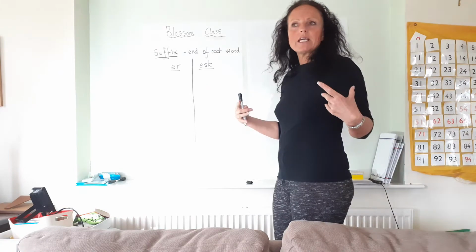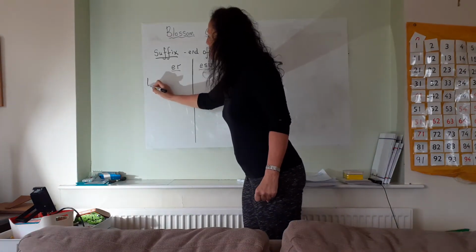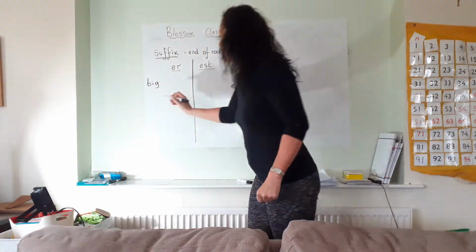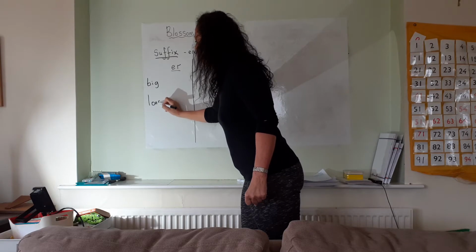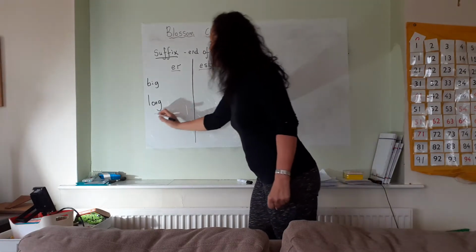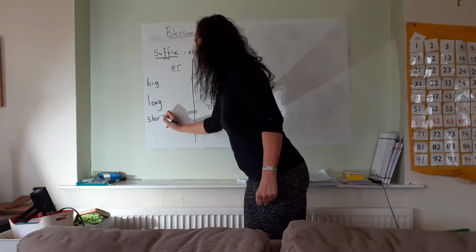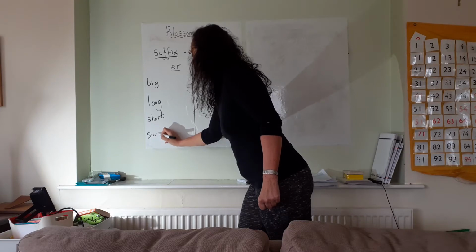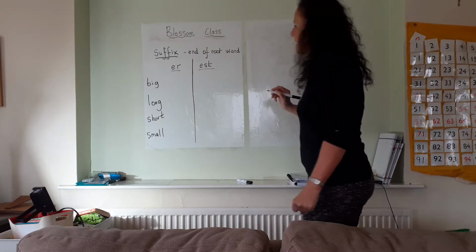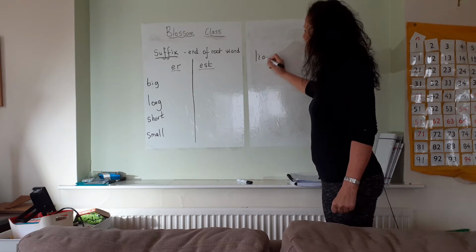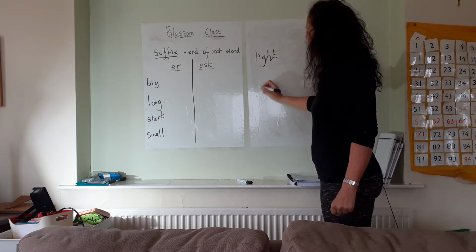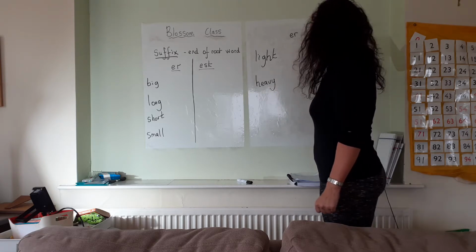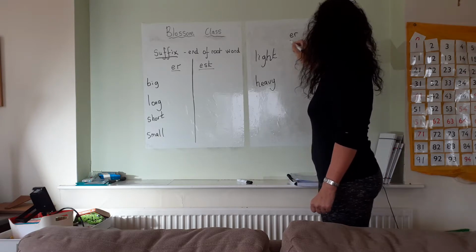If we were comparing things as in size, you could use big. You could say something is long. You could say something is short. Let's think of small. Let's think also of light. Something is light. Something is heavy. So you tend to use these when you are comparing items.